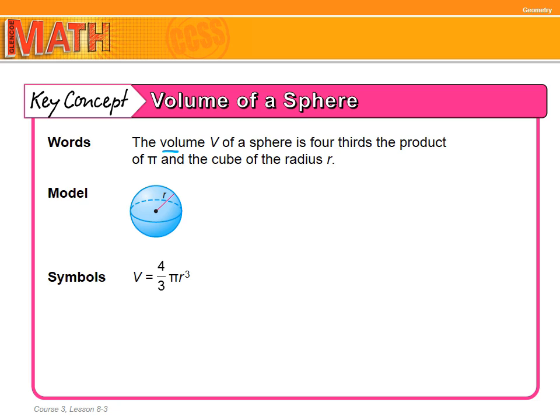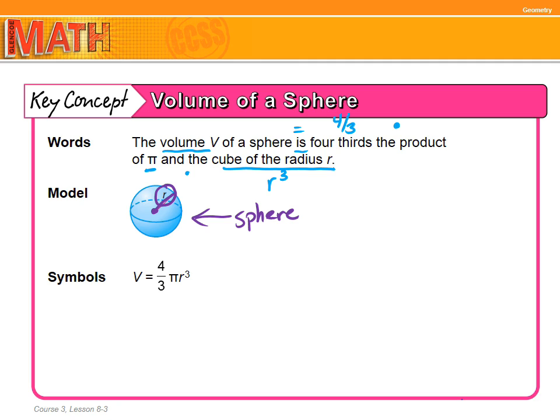The volume, V, of a sphere is equal to 4/3 the product, which means to multiply, pi, and the cube of the radius r, which is r to the third power. As you can see here, here's a model of a sphere. For the sphere volume, all we need is the radius. That's the only unknown, and we get that from the line that goes from the center to any edge.